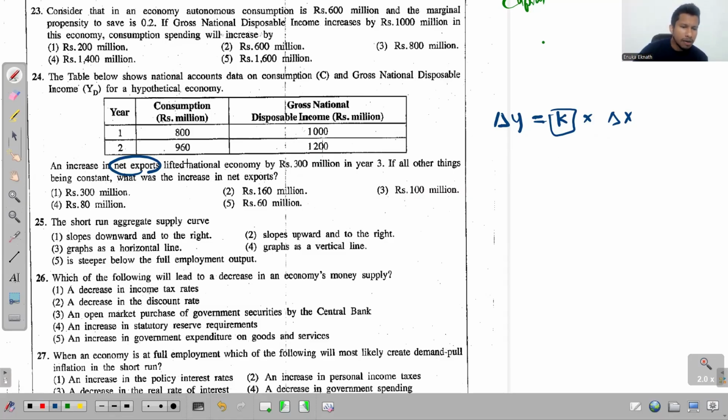Now in this case, it's a change in exports. In the question, they have mentioned that the national income increased by 300 million, which means simply the increase in national income. So the change in national income is how much? That is plus 300. And then they ask us to find the increase in net exports, which means they simply ask us to find this delta X. What do we have? We have this k. So how do we find this k?